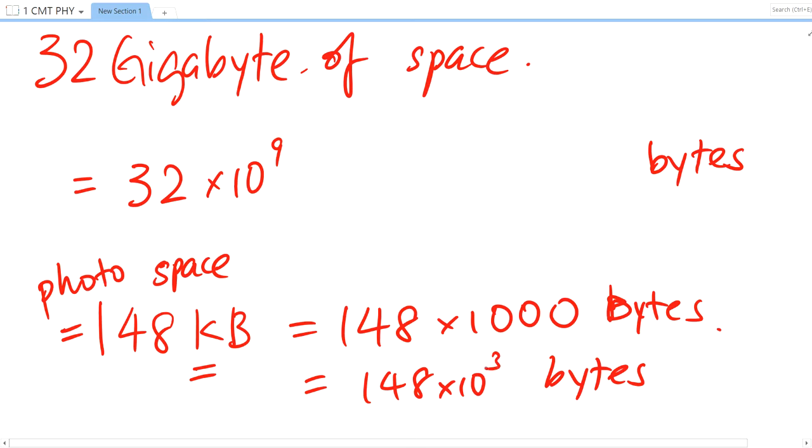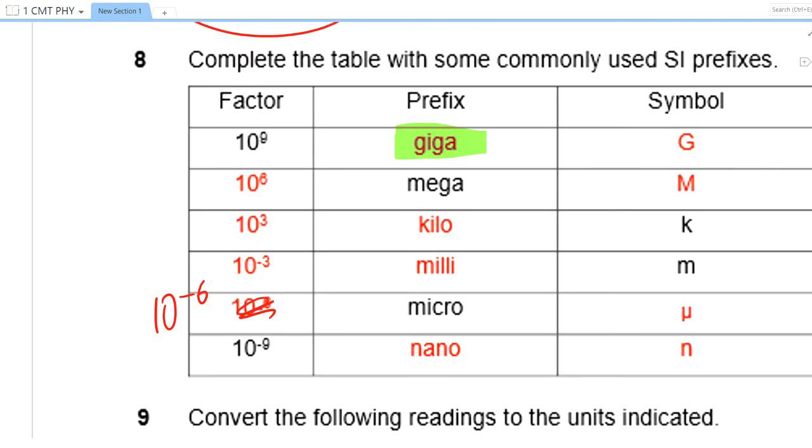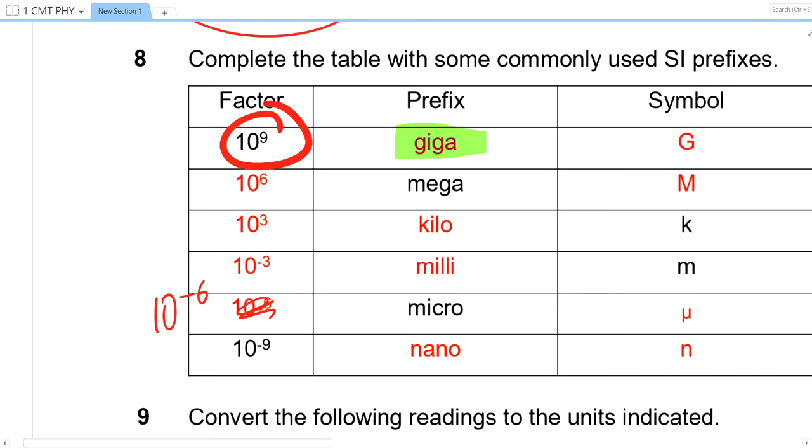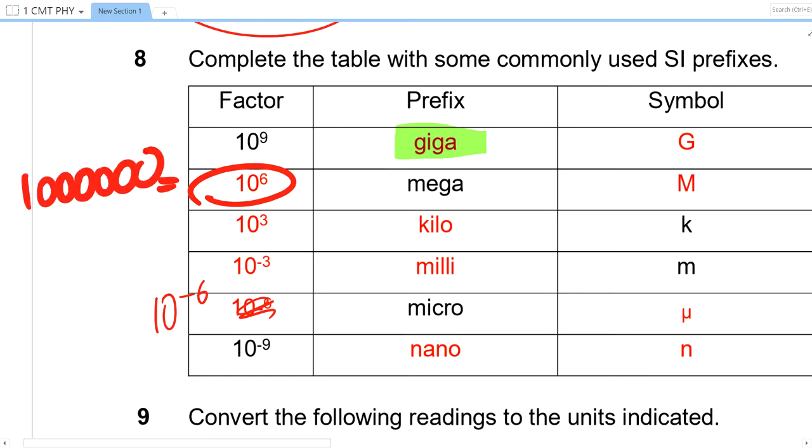Okay, so we have seen the word giga before in our phones. It simply means 10 to the power of 9. It is a big number. So we use the symbol G. What about the next one, mega? 10 to the power of 6. How much is 10 to the power of 6? How many zeros are there? 6. What is that number? 1, 0, 0, 0, 0, 0, 0. It is known as a million. That is 1 million. So, mega with a capital M.